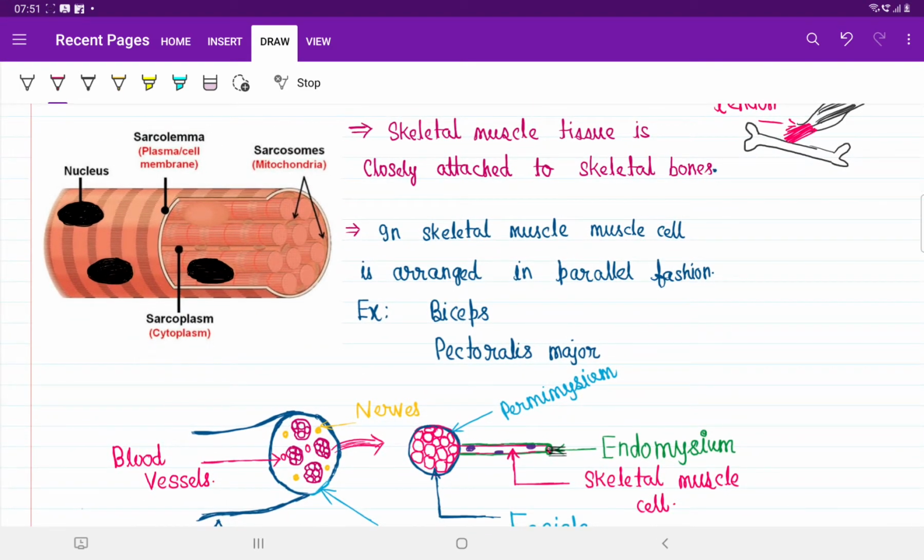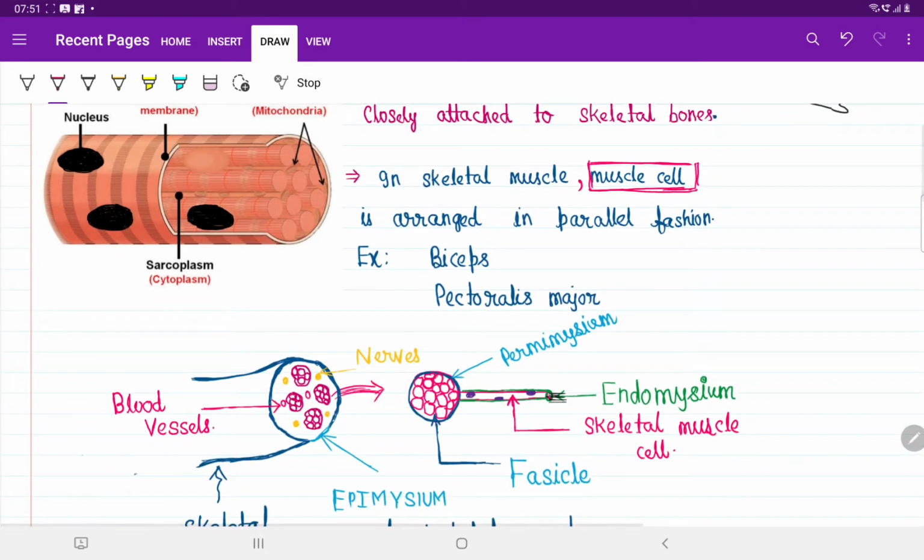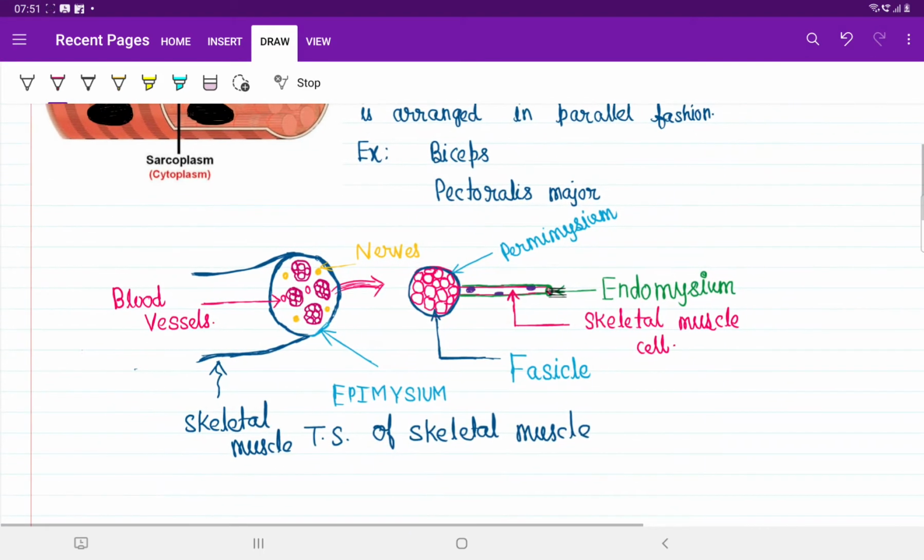Now when scientists studied further, they found that inside the skeletal muscle many muscle cells are arranged parallelly. This line is directly taken from the NCERT book. Yes, so the muscle cells are arranged parallelly, many muscle cells arranged parallelly, right? Examples of skeletal muscle: biceps, triceps. Take one skeletal muscle, make a transverse section, and study it further.